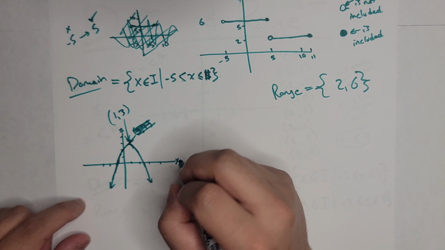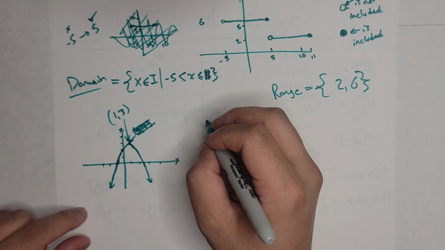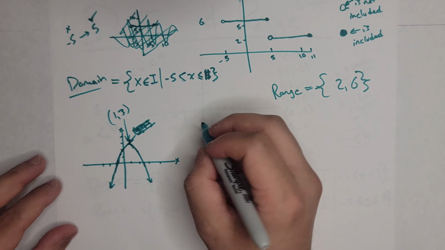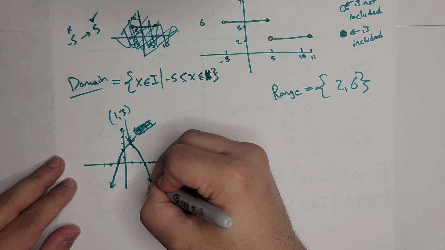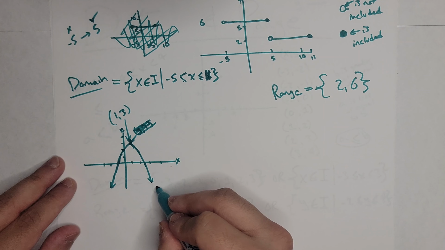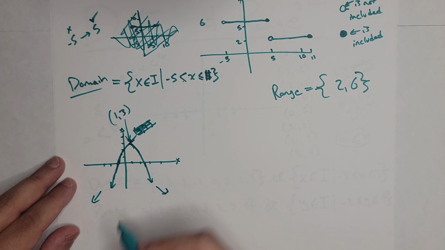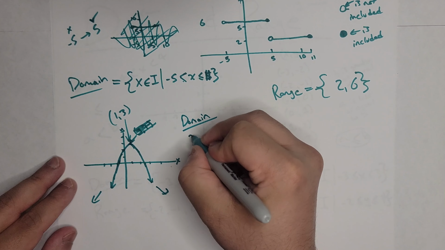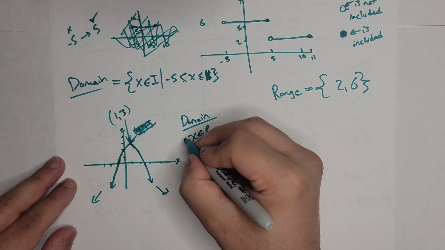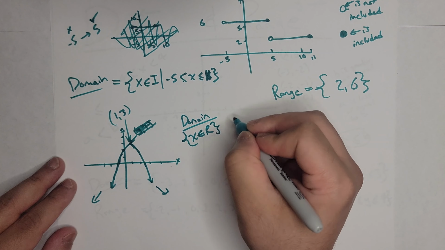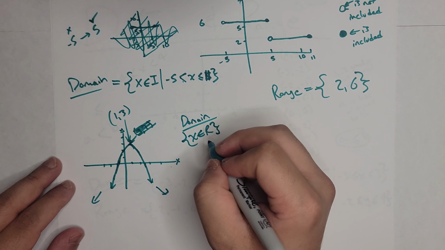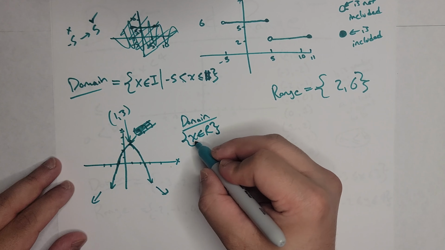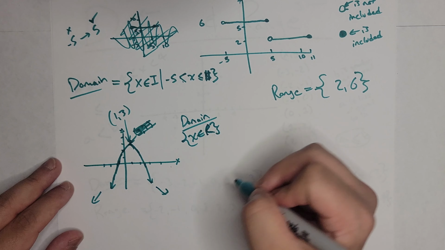So now the domain and range for this. Let's look at the domain first. The domain, as we can see, as this continues, this will go on forever in that direction, and this will go on forever in that direction. So our domain is x ∈ ℝ, and that basically means any real number, x is equal to all real numbers.